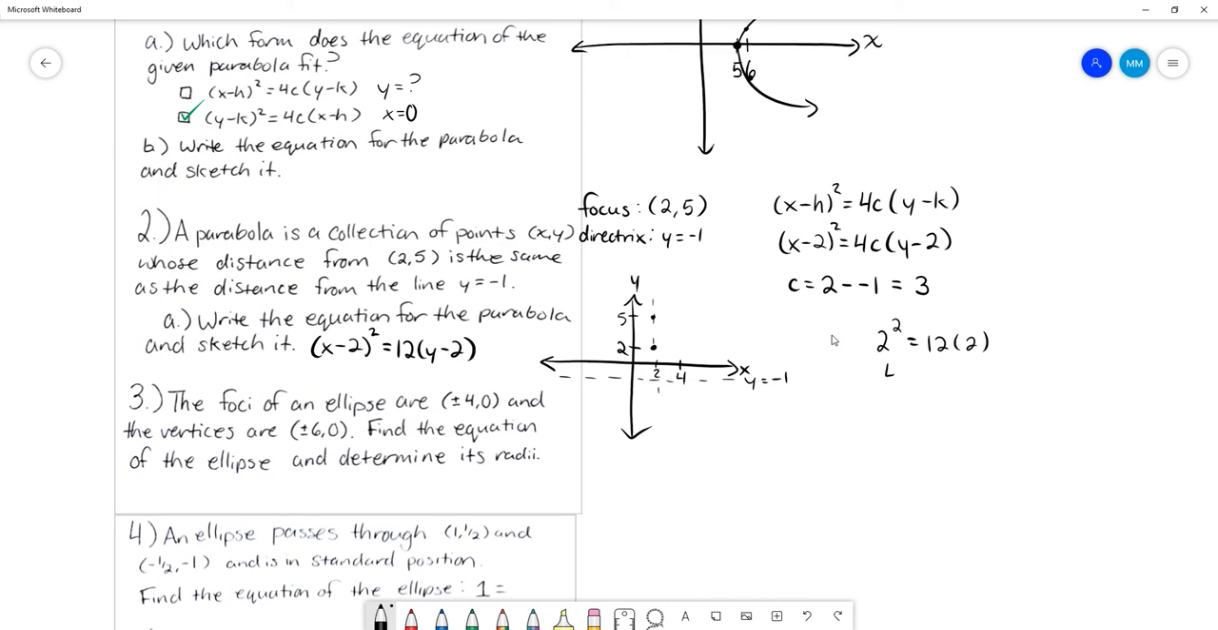So, we don't know our y value there, so it's going to be 12 times y minus 2. I was just thinking the wrong thing. So 4 equals 12 times y minus 2. Divide both sides by 12. That's going to be 1/3 equals y minus 2. Y equals 2 and 1/3. It's going to look something like that, which means our parabola is going to look something like that.